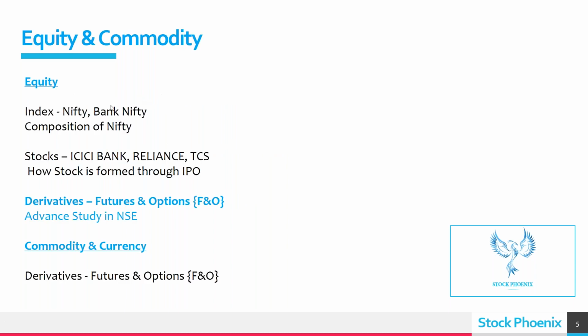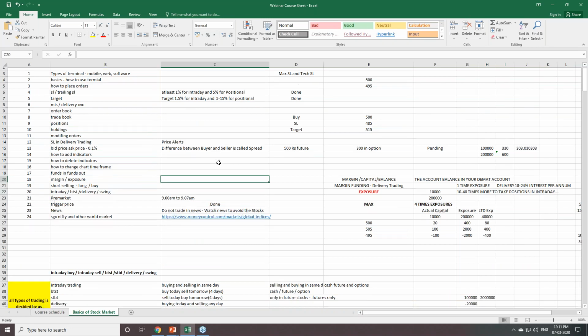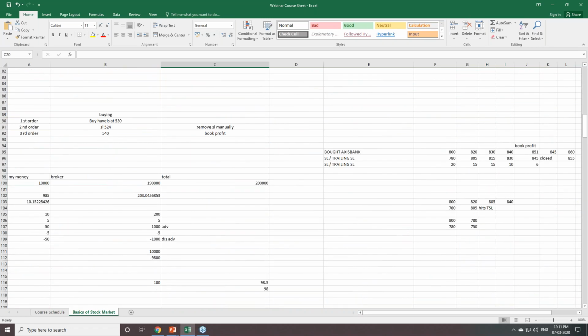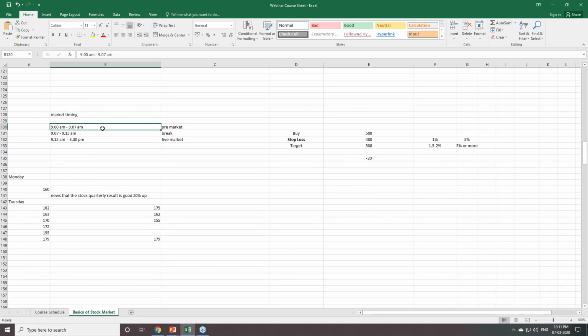So equity and commodity. Before entering into equities and commodities, let me explain the basics of a few more things. Let's get into the worked example sheet. Let me see if anything is left out. So you can see here market timing.